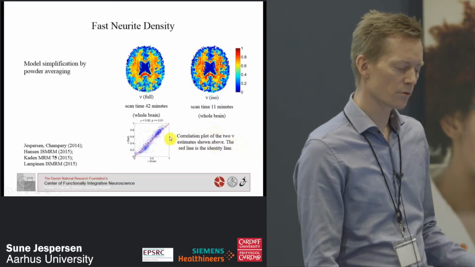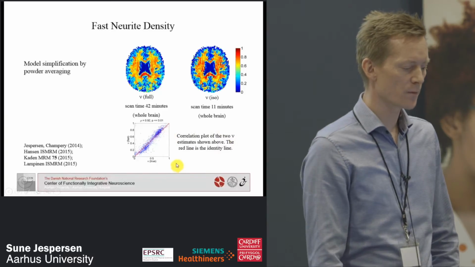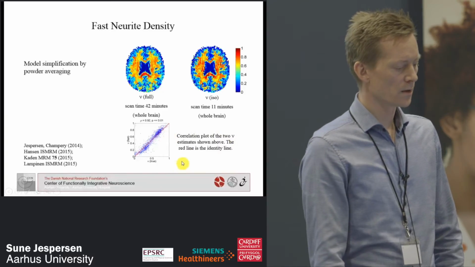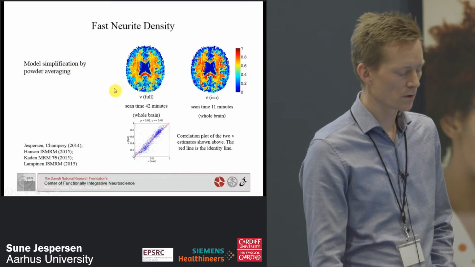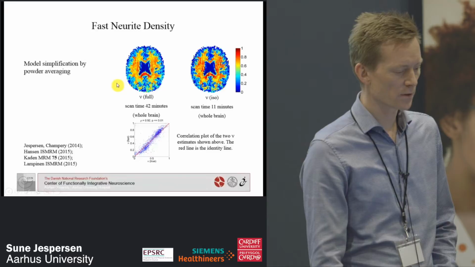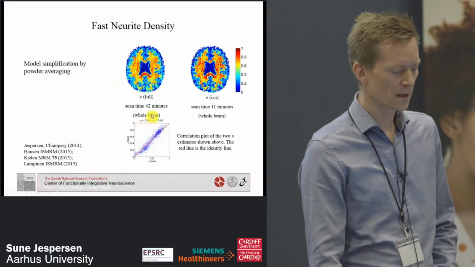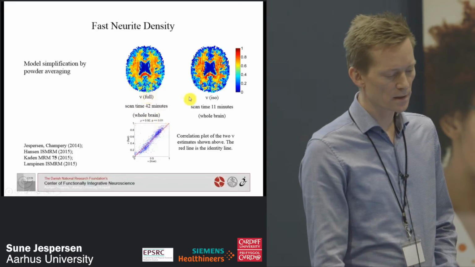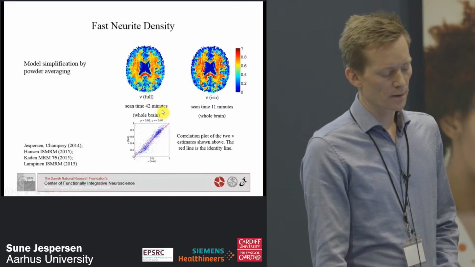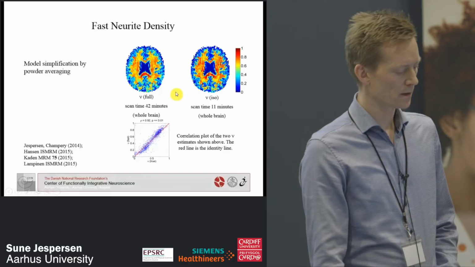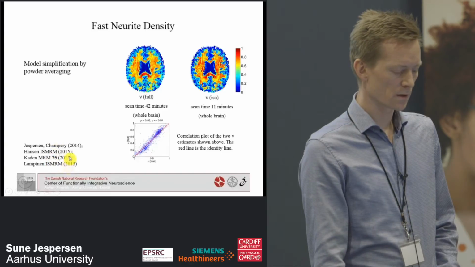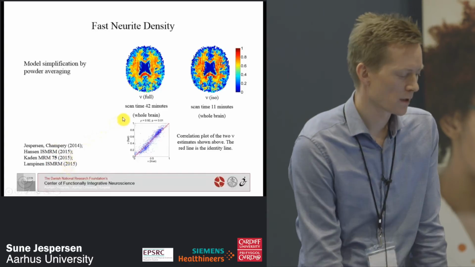Nevertheless, even with these accelerations, it's still a very time-consuming technique. So several years ago we looked at some ways to try to speed this up by averaging over directions, a so-called powder average, and we found some good results for the neurite density, but the other parameters were problematic. They were not estimated very well. And then others have been more successful with a similar kind of approach.